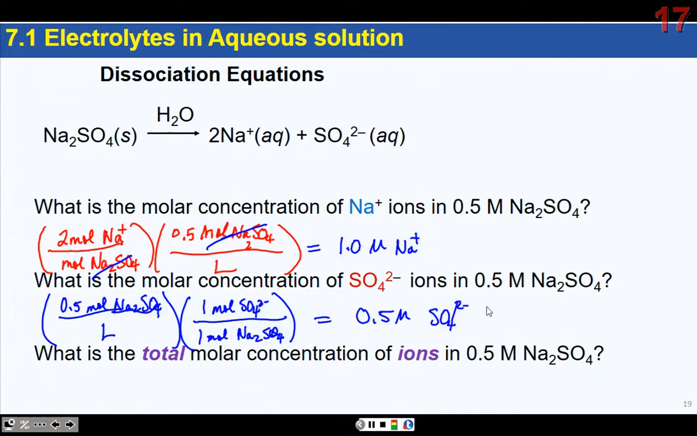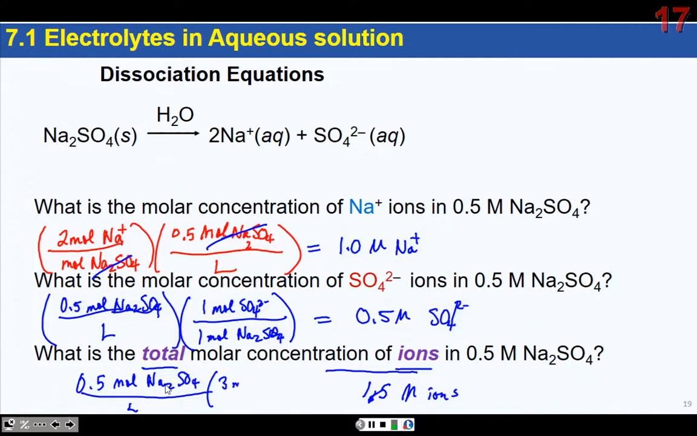Now, the other way these questions will be posed is to think about the total number of ions in the solution. So for the total molar concentration of ions, we simply add those up, and the answer is 1.5 molarity is the concentration of ions. You could get that also by saying 0.5 moles of sodium sulfate per liter, and there's going to be 3 moles of ions per mole of sodium sulfate. And that comes out to give you the same actual thing. No big deal.